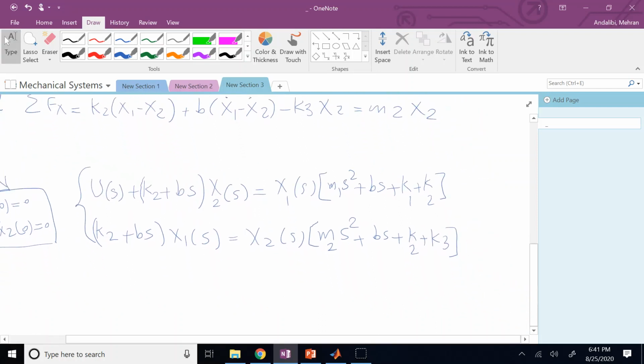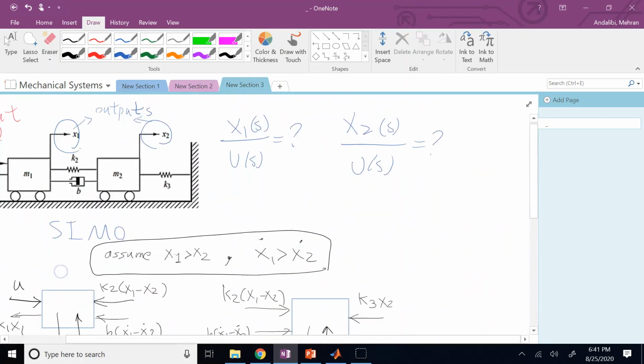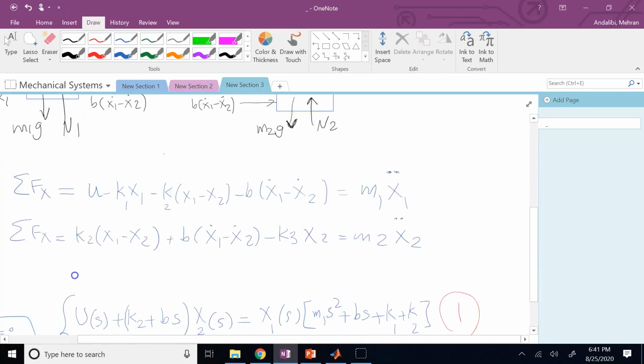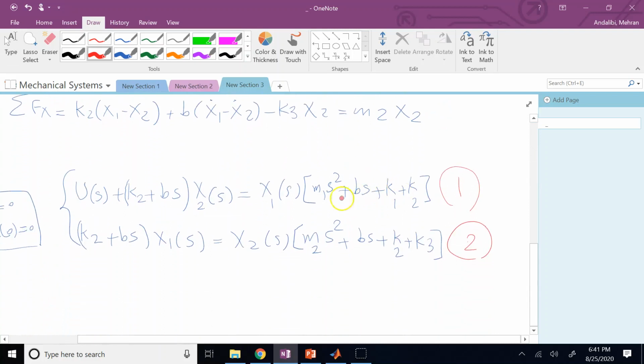Okay, so these are my governing equations in Laplace domain, and I will call them 1 and 2. Now, in order to find my transfer functions, remember when I want to find my transfer function x1 over u, I'm just looking into the effect of u on x1 here. So what I need to do, I solve from these two equations, one time x1 over u, one time what?